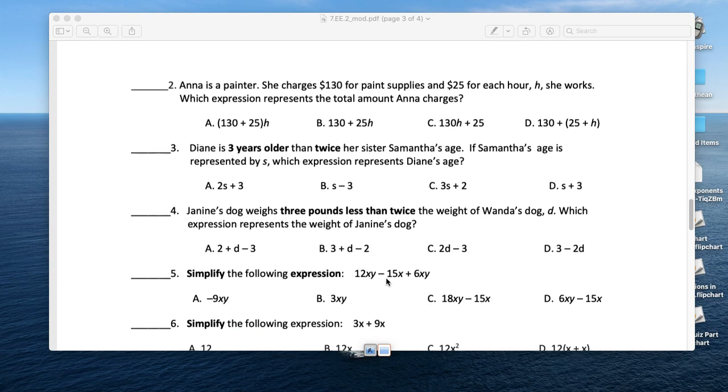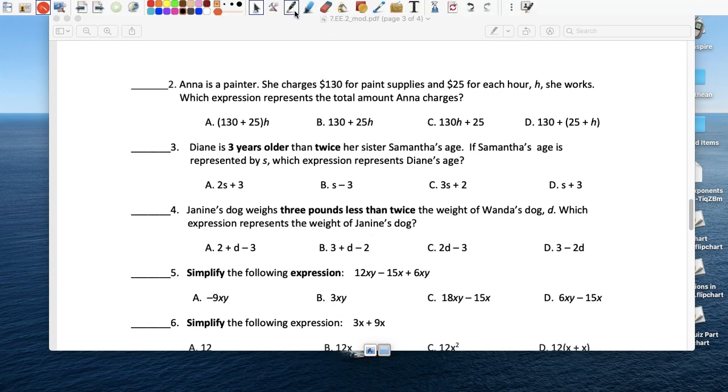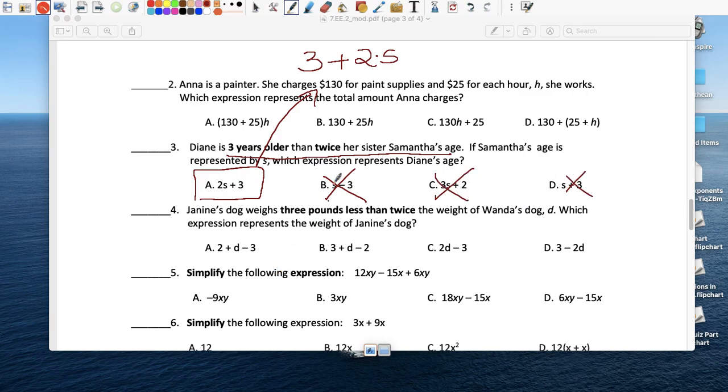Diane is 3 years older, so let's do that statement: 3 years older than twice her sister's age. So, Samantha's age represents S, which expression represents Diana's age? So, 3 years older, so the operation is addition. So anything that doesn't have an addition is garbage. 2s plus 3 is exactly the same thing as 3 plus 2x. This one, no. This one's a no.